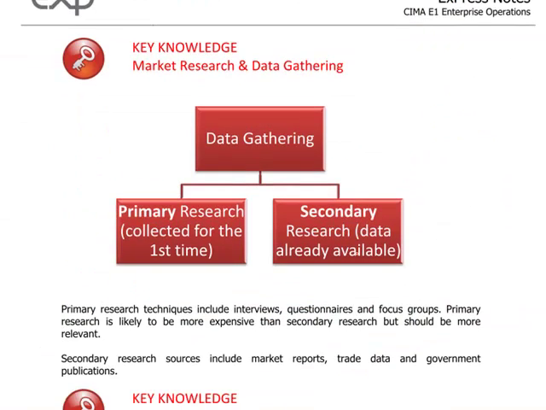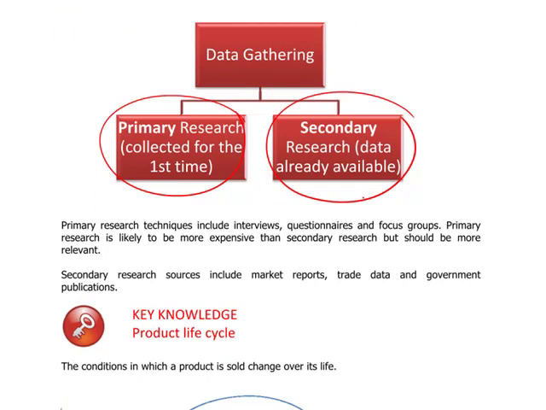Okay, moving down to the last page within this chapter, we've got a bit about market research and data gathering, and I want to make sure you understand the distinction between what is known as primary research and secondary research. Primary research is data that you've collected for the first time. So this could be interviews, questionnaires, focus groups. Secondary data is data that is already available. So trade data reports, market reports, government publications.